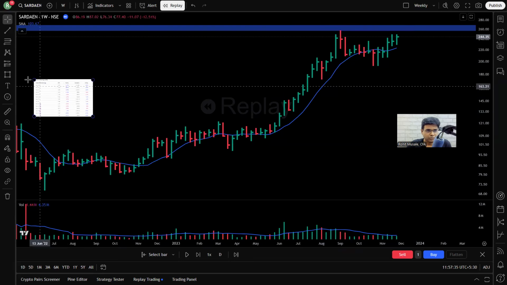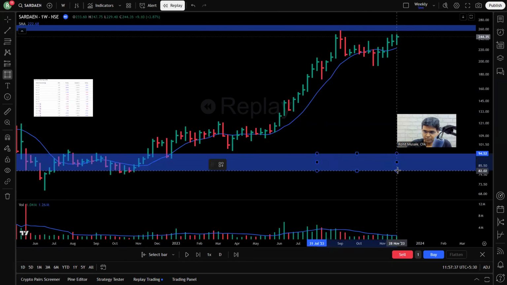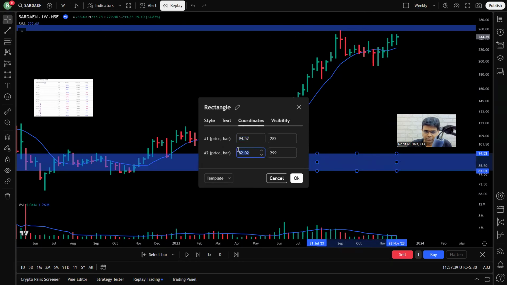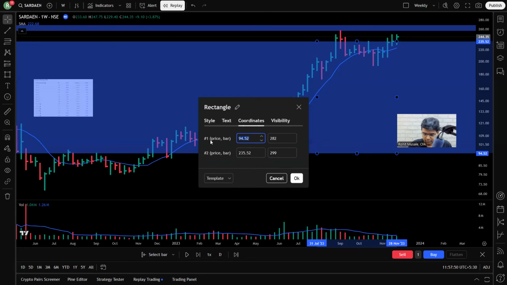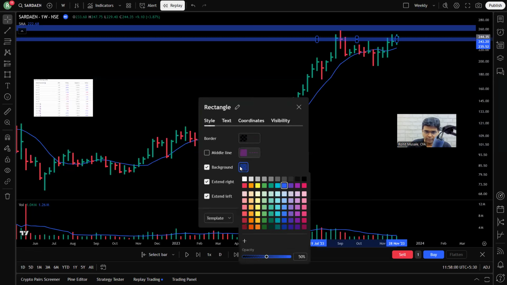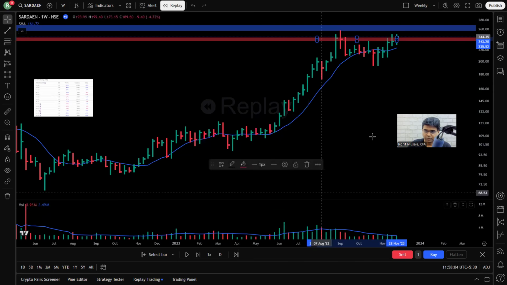Now let's draw the stop loss range. Very crude method I use. So 256 multiplied by 0.92 is 235.52. This is 235.52. And this is 256. 256 right here multiplied by 0.95 is 243.2, 243.2. Let's give it red color. So that's the stop loss range.